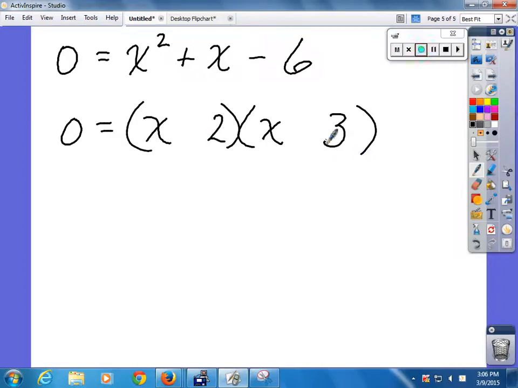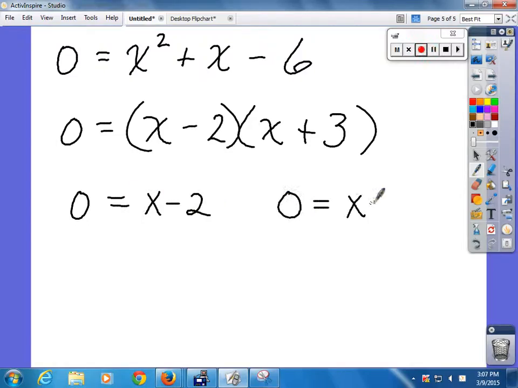This means we've got to have a positive, so the 3 has got to be what? Positive. This means like or unlike. And what's unlike from positive? So 0 is equal to x minus 2, and 0 is equal to x plus 3. X is equal to positive 2. X is equal to negative 3.